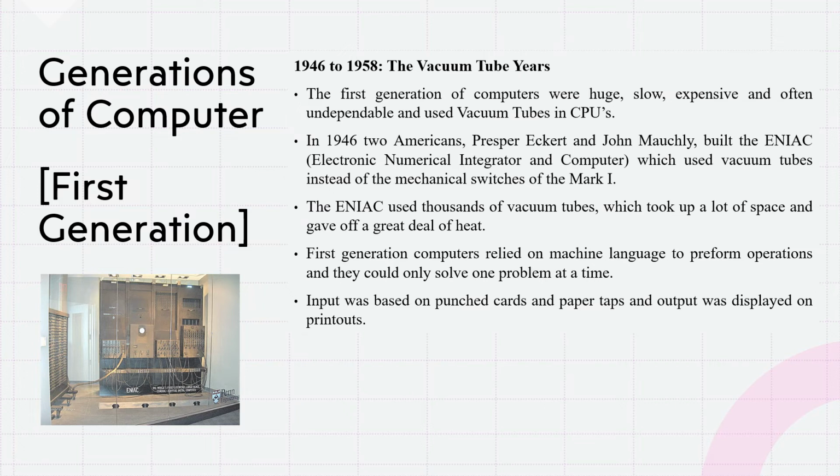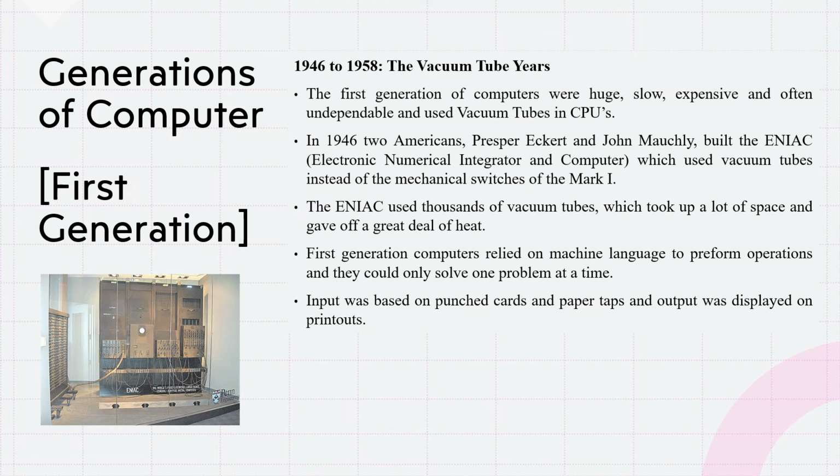The ENIAC used thousands of vacuum tubes, which took up a lot of space and gave off a great deal of heat. First generation computers relied on machine language to perform most of the operations, and they could only solve one problem at a time. Input was also based on punched cards and paper tape, and output was displayed on printouts. So you can imagine how the first generation of computers looked. There is a sample image available on the internet.